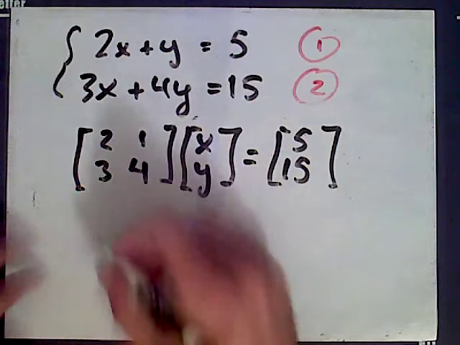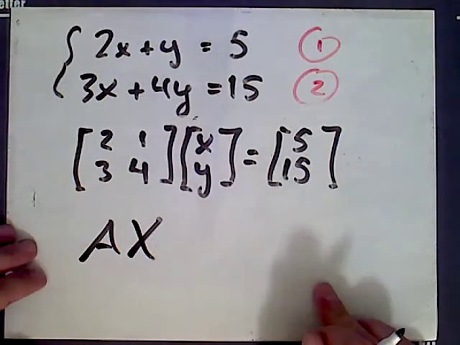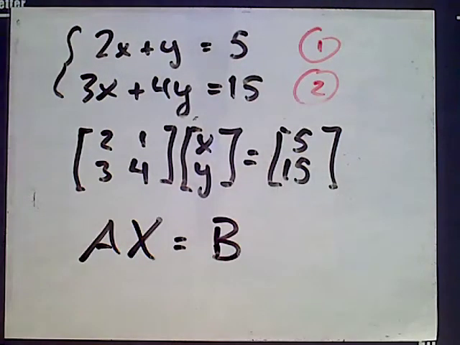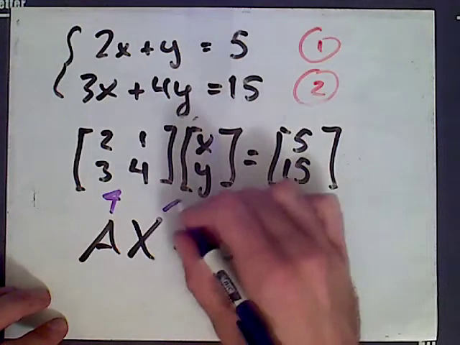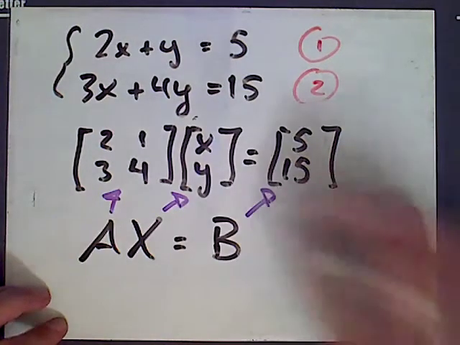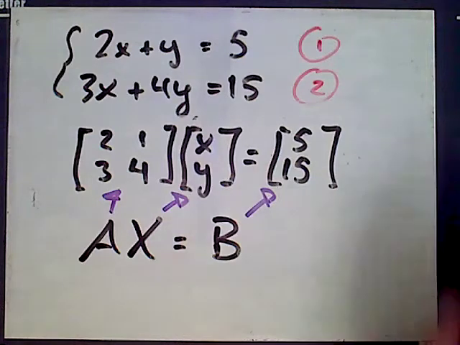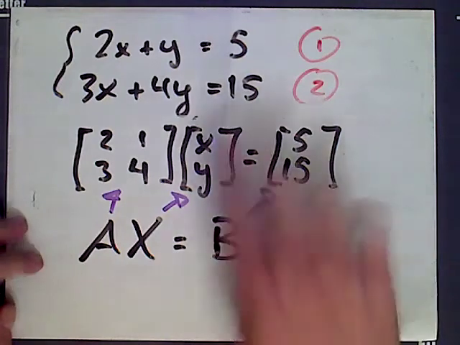And I'm going to write it like this: A times big X, where big X denotes the vector containing little x and little y, equals b. These are just letters generally given to matrices in this form. So here we have A. This is the solution we're looking for, X, and this is the vector b on the right-hand side, containing the constants in the equations above.